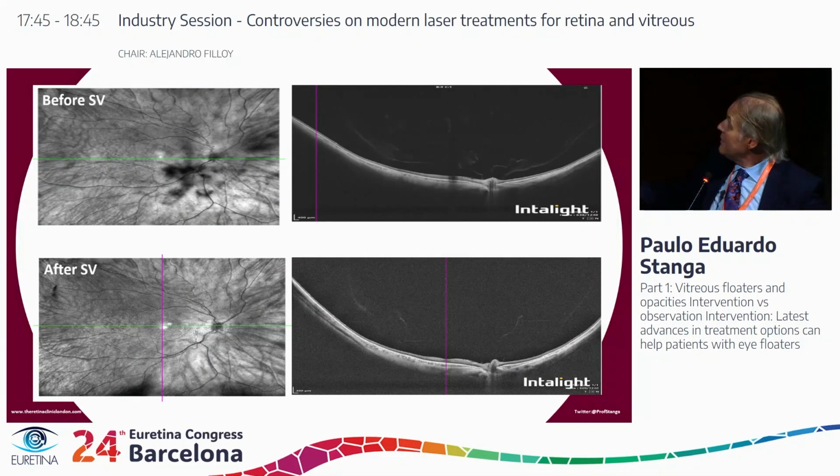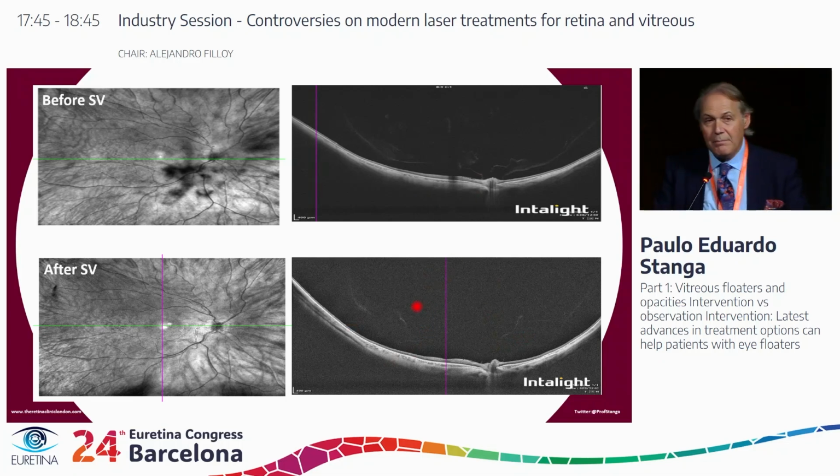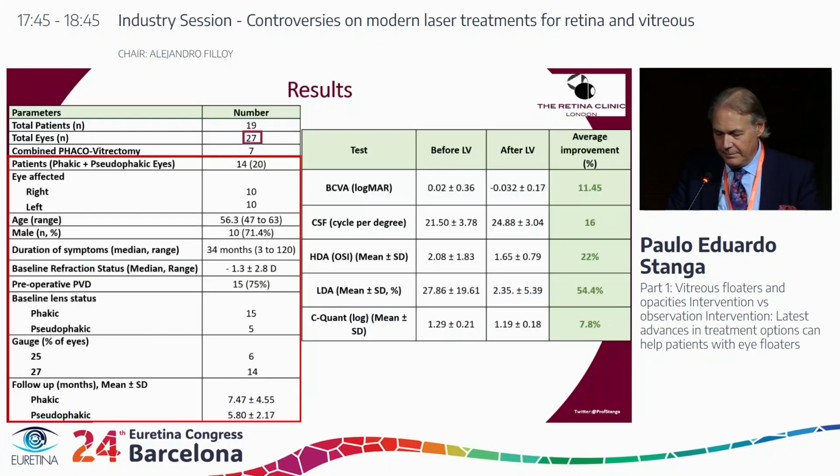Because this is the before and this is the after selective vitrectomy. Look at these floaters. When they move in front of the fovea, they are obscuring not just the fovea, they are obscuring the whole of the macula. So it's impossible for them to see. And you can see that there is a partial PVD, and it is still there, the same as before, after the surgery. So it's a minimally invasive surgery.